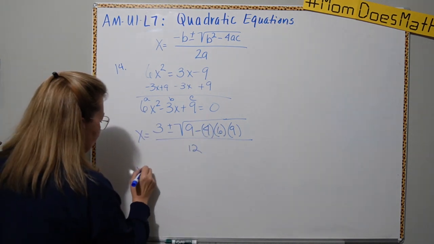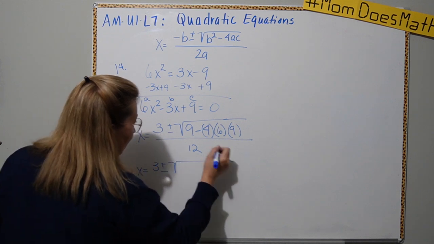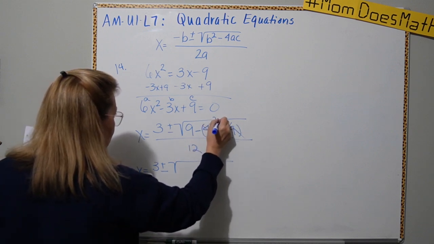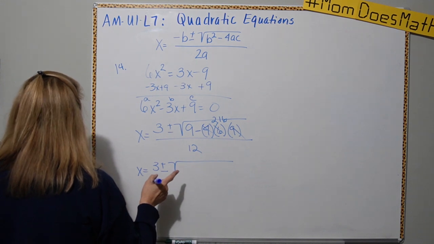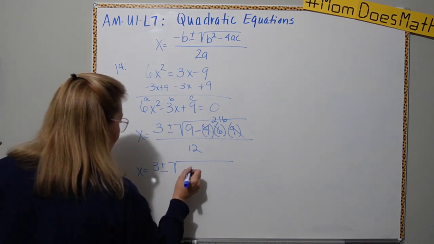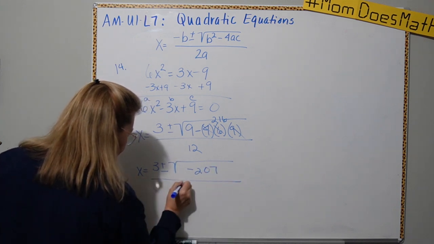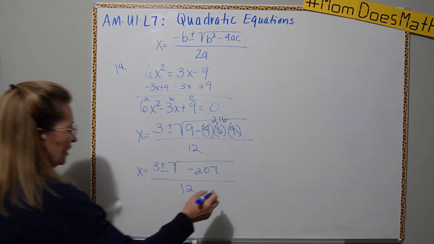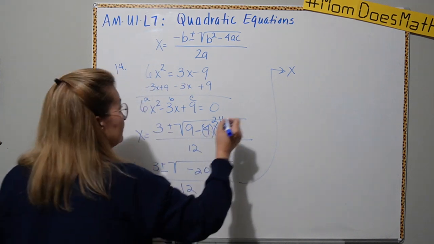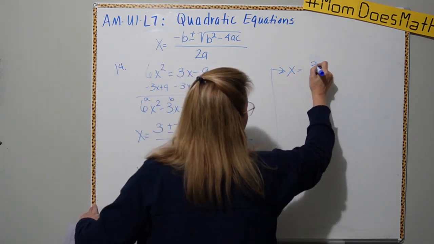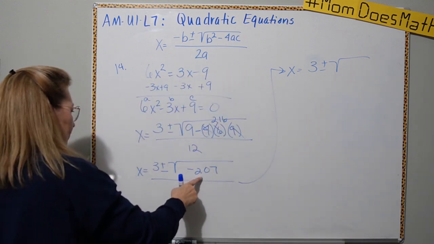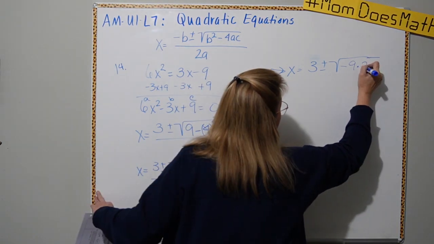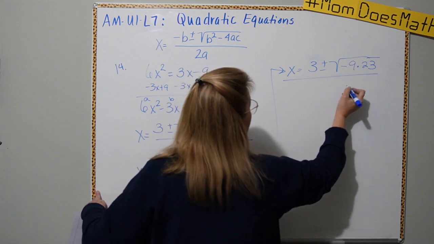Okay, let's simplify this stuff in the radical now. So when I multiply 4 times 6, that's 24, times 9, that's going to give me 216. And 9 minus 216 is going to be negative 207. Okay, all over 12. So let's see, is there a perfect square that will go into 207? So now I have x equals 3 plus or minus. All right, what perfect square will go into 207? Actually, 9 will. That will factor into negative 9 times 23 all over 12.